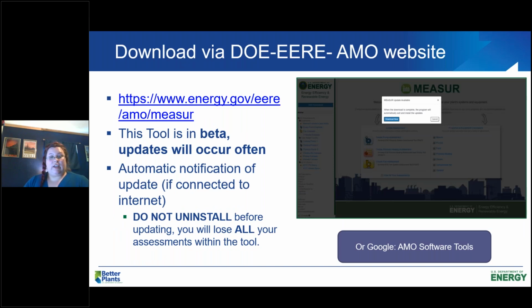As I said, you can download it via the website provided there, or Google AMO software tools, DOE MEASUR. A lot of things will get you there. Warning, as I kind of implied, our tool is in beta, so we do updates fairly often. With the pandemic, it's a little bit slower. You will get an automatic notification, which you can see on that screen. It will provide you with release notes if you want to check and see what all we've done. Maybe what we've done recently doesn't really affect anything you use, and it's kind of a pain to get a new install in. Don't update yet.